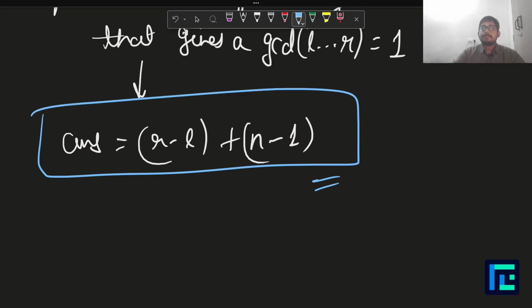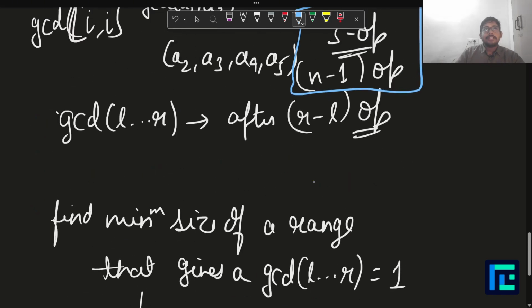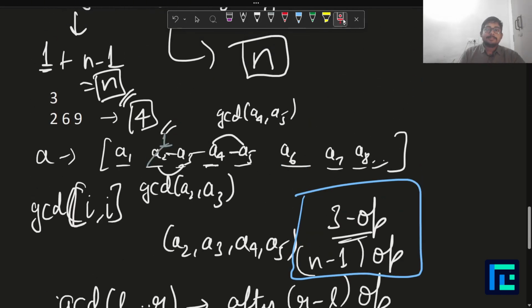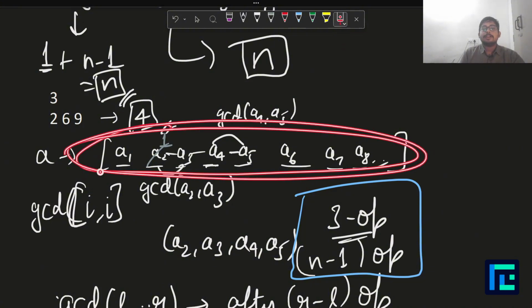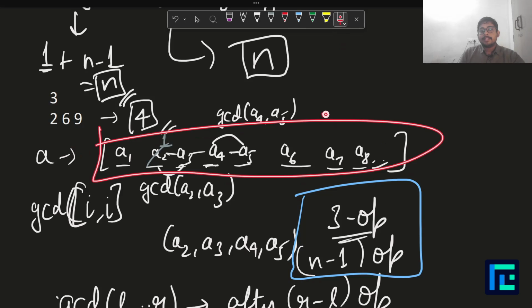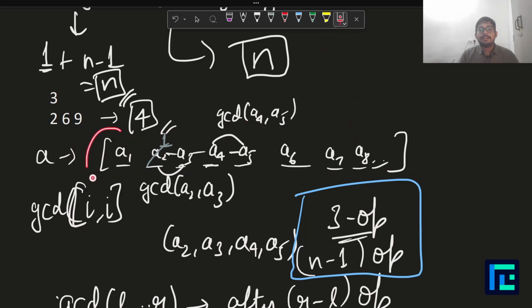Now, one more small case that you need to consider. What if there is no range that gives a GCD of 1? That means even if you take the GCD of this complete array, the GCD of this complete array is not equal to 1, that means there is a factor which comes in all the numbers.